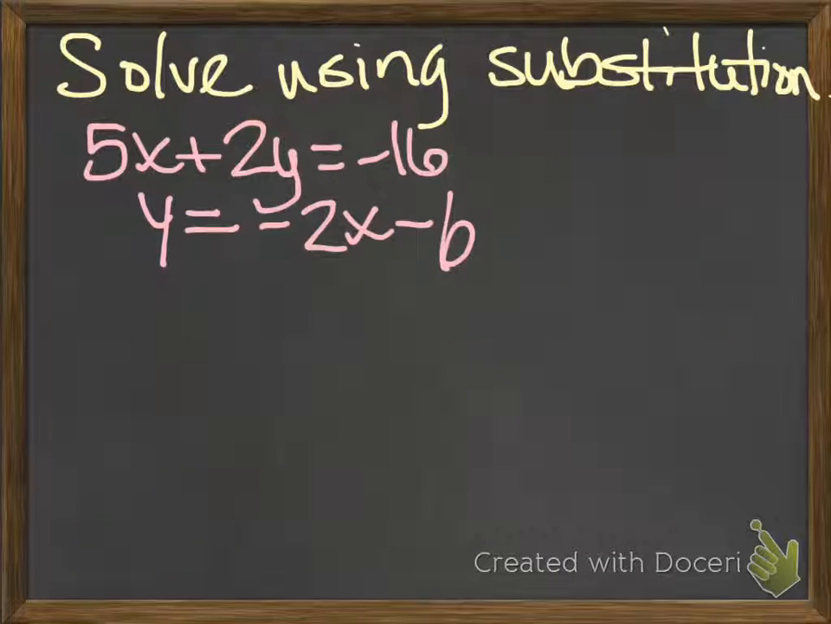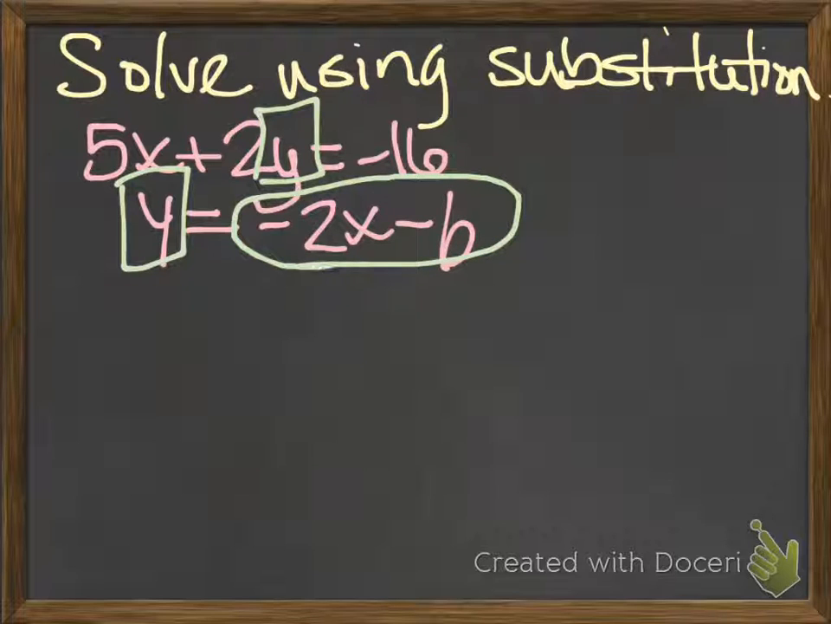Let's look at the next one. Solve using substitution. Okay, we're still substituting. It's the same thing. It just looks a little more complicated, but we still have x's and y's. You have 5x plus 2y equals negative 16, and y equals negative 2x minus 6. Where do we start? Let's see. Well, this one is solved for y, and this one has a y. This y is equal to a lot more than a number this time. It's equal to negative 2x minus 6.